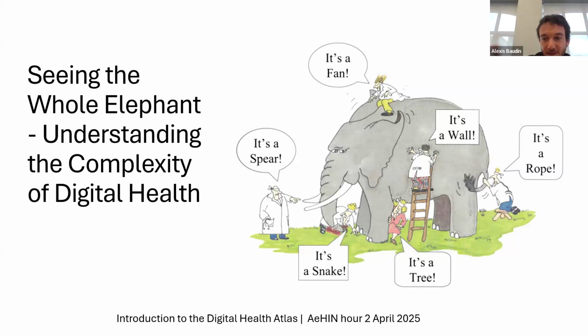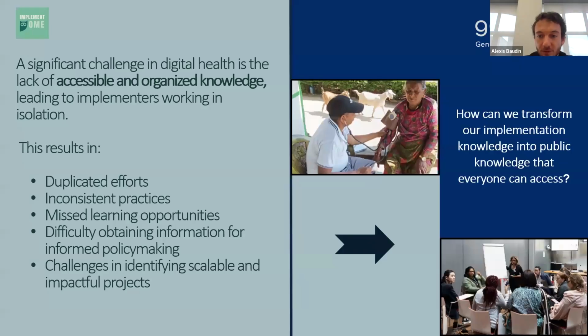In fact, this metaphor shows that they are all right, but at the same time, all wrong. And so the analogy I want to draw with digital health is that there are many initiatives that operate in silos, that focus on individual aspects without seeing the whole picture. To make informed decisions and drive impactful change, we must take a holistic approach, ensuring that digital health initiatives are understood in their entirety rather than in isolation.